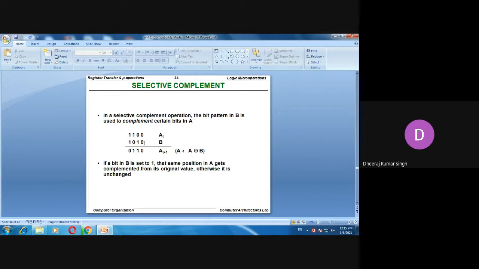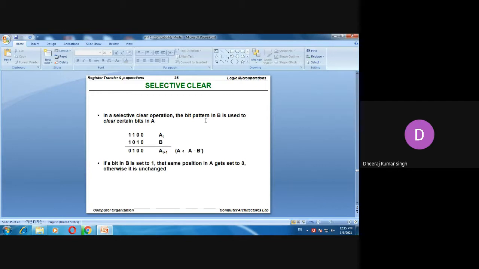So what we are doing here: if the B bit is 1, then the corresponding bit of A will automatically get complemented. So the B bit is 1, so automatically the A bit will become 1 since it is 0 there. If the B bit is 1 here, then automatically the A bit will become 0 since it is 1 there. So the selective complement operation says that the bit in A will get complemented whenever the B bit is 1 at the same position. This operation is basically known as the selective complement operation.